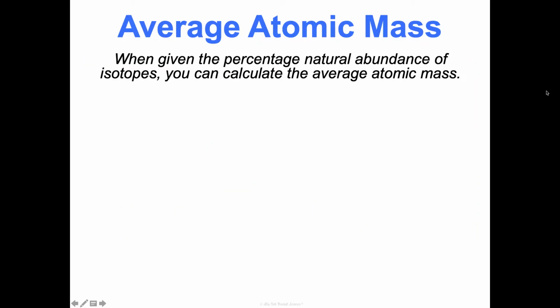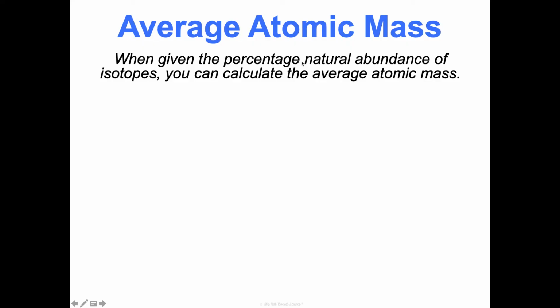Now, when given the percentage natural abundance of isotopes, you can calculate the average atomic mass. So you don't have to just look it up on the periodic table, you can actually calculate it. What I mean by percentage natural abundance of isotopes is that if you know how common each version of these atoms is, then you can calculate the overall weighted average, which is the average atomic mass. So we just need to know how commonly they occur, how abundant they are in nature. And that's often given as a percent.